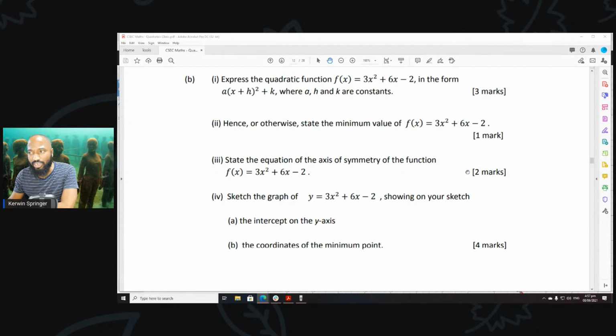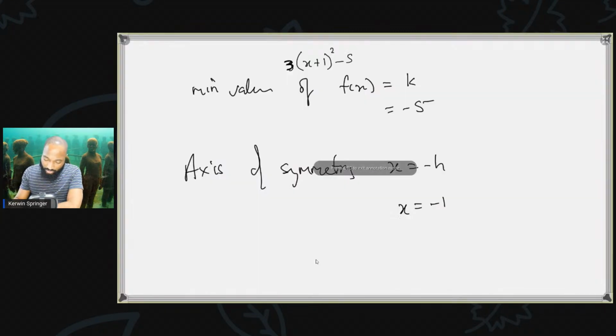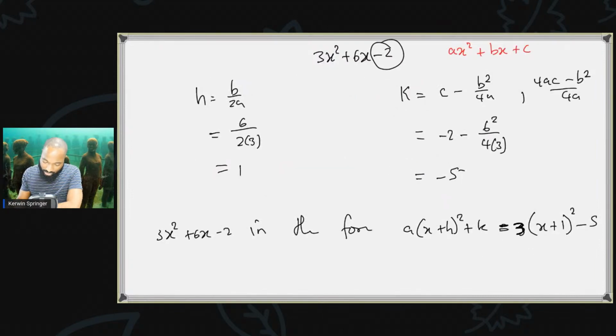And so, otherwise, axis of symmetry. Nice. Now, when they say axis of symmetry, don't just say negative 1. You have to say x is equal to negative 1, or the equation. Sketch the graph y is equal to 3x squared plus 6x minus 2, showing on your sketch the intercept and the coordinates of the minimum point. Just like last time, the coordinates of the minimum point are negative 1, negative 5. The intercept is negative 2.